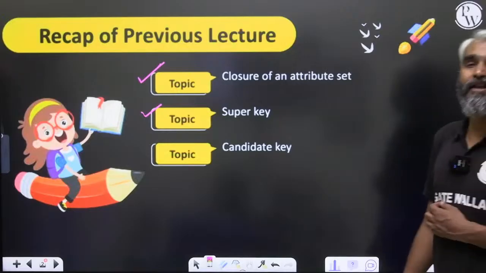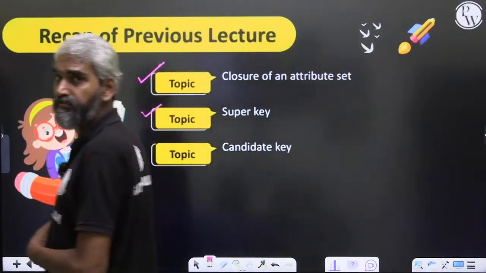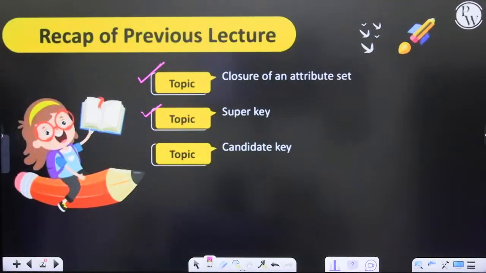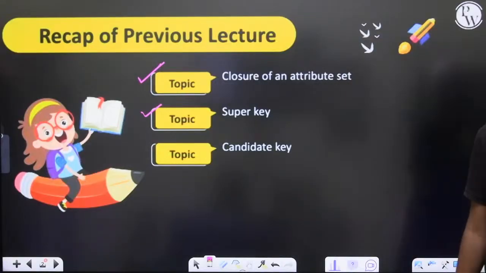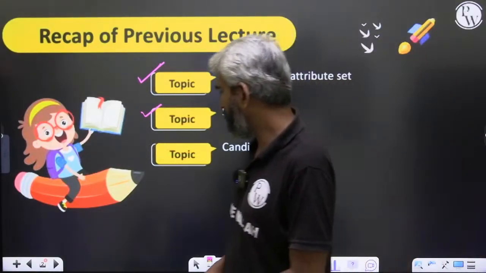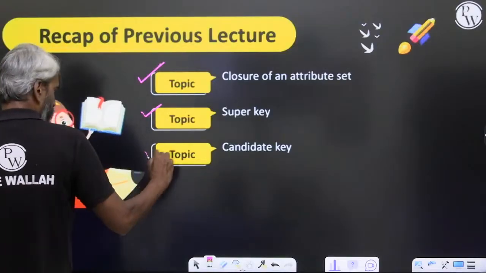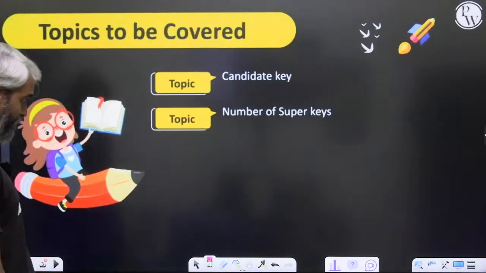So if none of the proper subsets of the set of attributes, which is actually your super key, is a super key, then it means that the set of attributes that you got as a super key is minimal, and hence it will also be a candidate key. Clear? So that's what we defined with respect to closure. Now there may be more than one candidate key, that's fine.